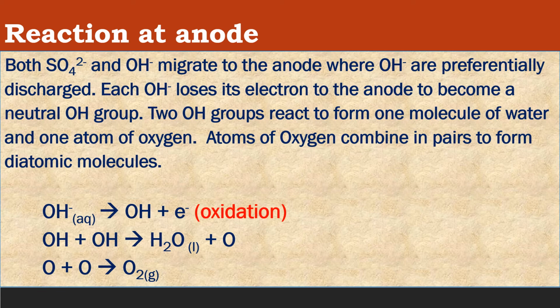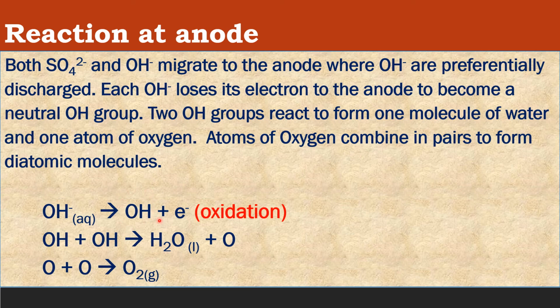Therefore, OH- will be the one that will be discharged. By the time OH- is discharged at the anode, it will lose an electron to form the OH group. OH- will lose an electron and then form the OH group. The process of losing electron is what we refer to as oxidation. So oxidation is loss of electron. So OH- will lose an electron to form the OH group.